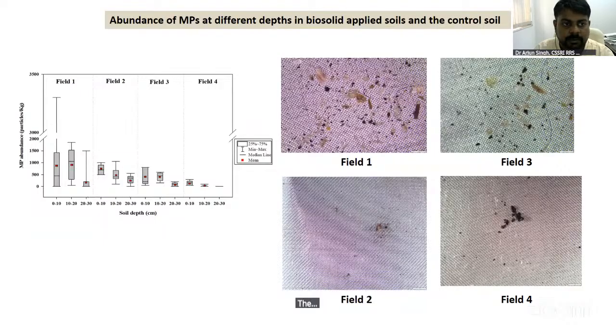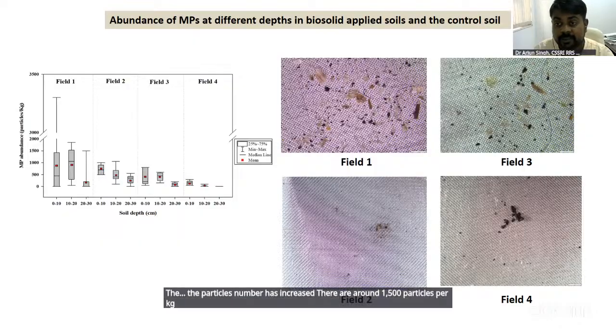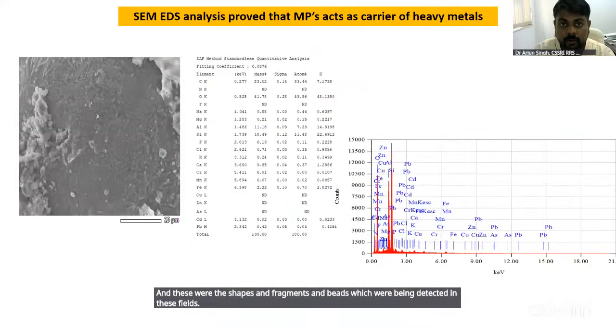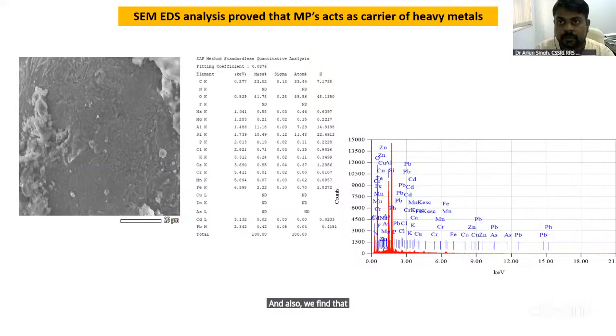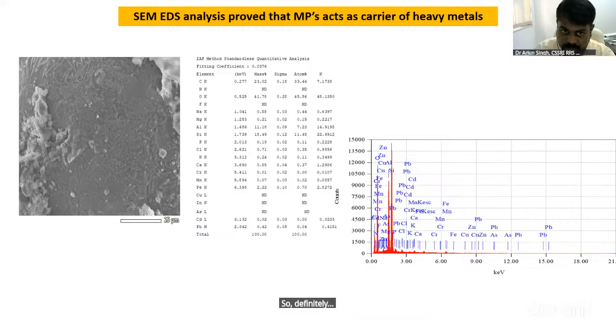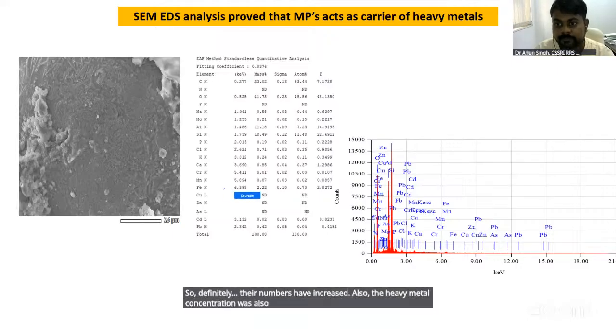The particle number has increased. Around 1500 particles per kg of soil were found in these fields, and these were shapes like fragments and beads which were detected in these fields. And also we found that these plastic polymers had adsorption of heavy metals on them. So definitely their numbers have increased. Also, the heavy metal concentration was found on their surfaces. So it was quite concerning for all of us.